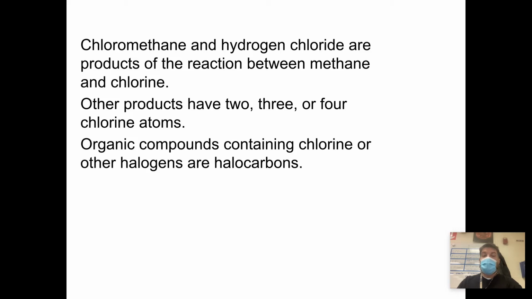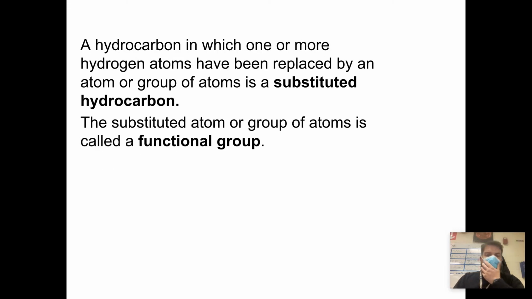Organic compounds containing chlorine or other halogens are called halocarbons. So halogens are that group 17, right? Just a refresher. So a hydrocarbon in which one or more hydrogen atoms has been replaced by an atom or group of atoms is a substituted hydrocarbon. Again, this is from your reading guide directly. A substituted atom or group of atoms is called a functional group.